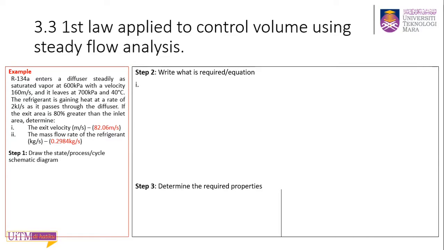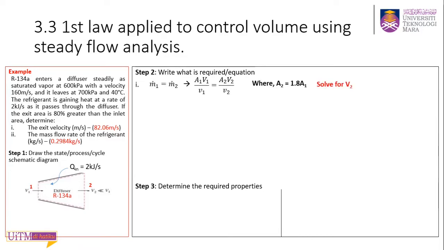For step 1, please try to draw and label the schematic diagram. Label the inlet as state 1 and exit as state 2, and as mentioned in the question, we can also label for the amount of heat added to the system. For step 2, to find the exit velocity, we will use the conservation of mass principle by expanding the equation, and from the equation, please note the relationship between inlet area and exit area.